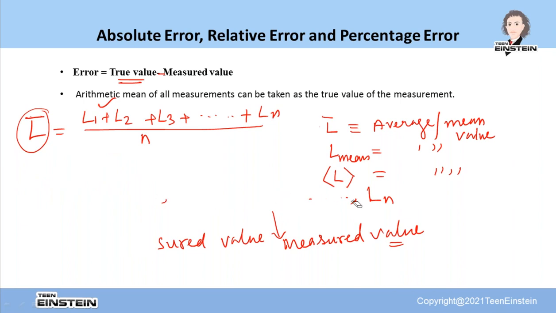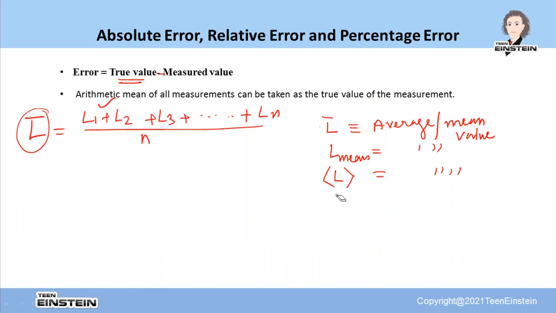Now, today what we are going to learn is the absolute error, relative error, and percentage error. This class is very, very important, and there will be questions from here in various competitive exams as well as your board exam. This is a very, very important topic, error. So if I know this error, then how to report the error?